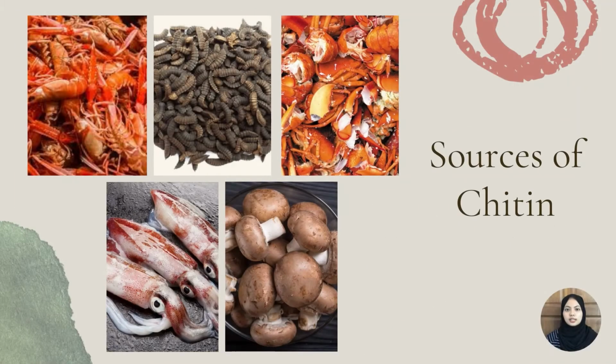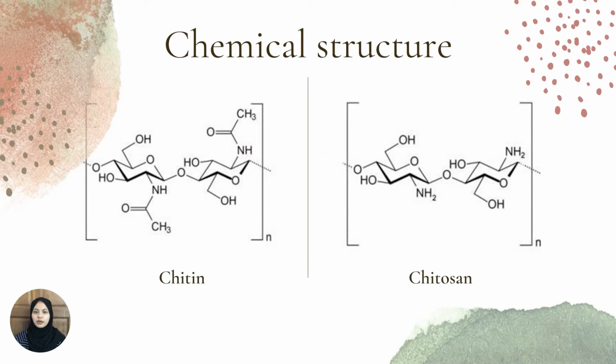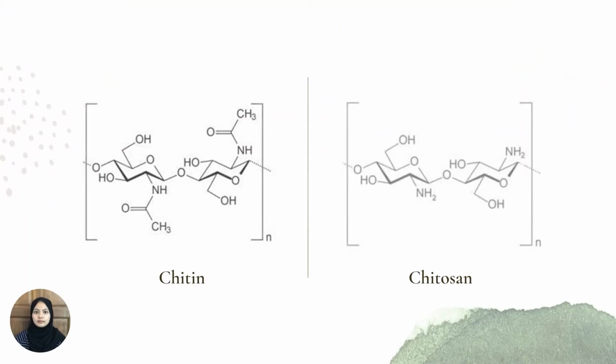These are the sources of chitin. It can be found in the exoskeleton of arthropods as well as the cell wall of fungi and yeast. Currently, shrimp and crab shells are the primary commercial sources of chitin. Here are the chemical structures for chitin and chitosan.